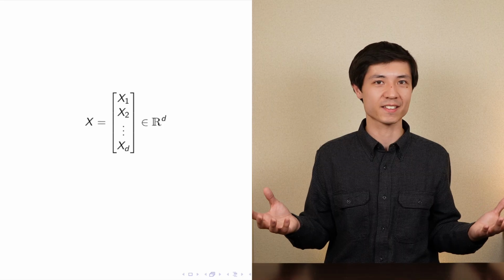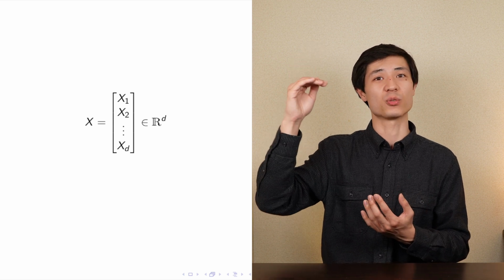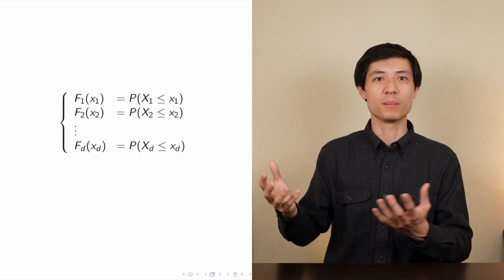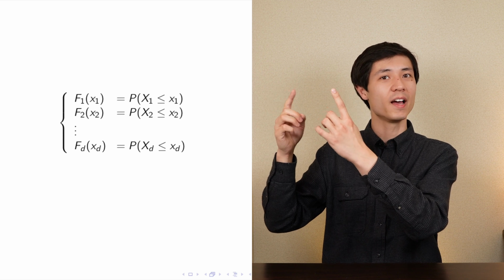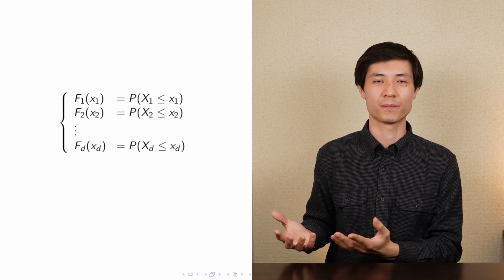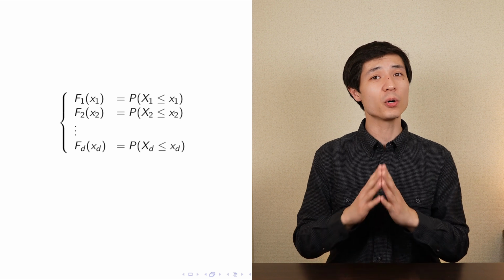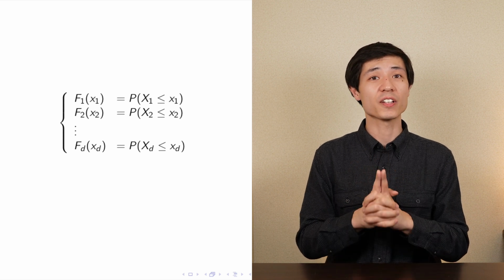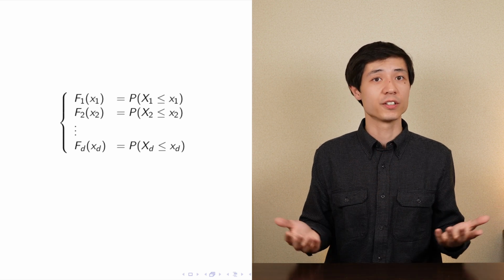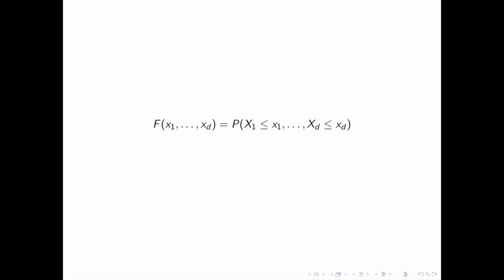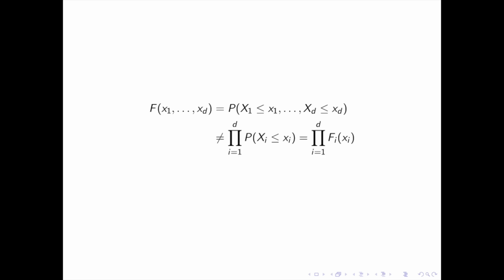Say we want to study the distribution of a d-dimensional random variable X whose components are X1, X2, ..., Xd. Let F1 be the cumulative distribution function of X1, F2 the one of X2, and so on. The difficulty here is that the components X1, ..., Xd are not independent. Therefore, the cumulative distribution function F of the d-dimensional joint variable X is not necessarily the product of the components' cumulative distribution functions.